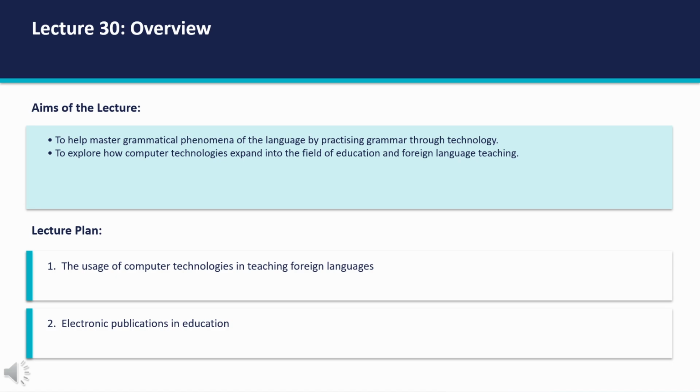At the outset, the lecture defines two principal aims. First, it seeks to assist students in mastering grammatical phenomena through technological practice. Second, it examines the broader expansion of computer technologies into education and, more specifically, into foreign language teaching. The lecture plan follows this logic. It begins with the use of computer technologies in foreign language instruction, and then turns to electronic publications in education. Thus, the discussion moves from the practical application of digital tools to the wider pedagogical environment in which these tools operate.